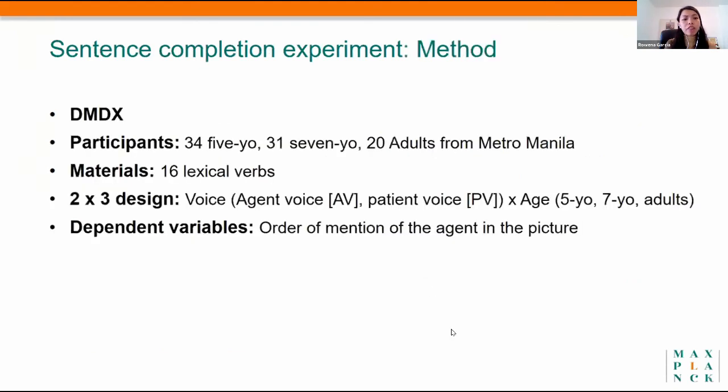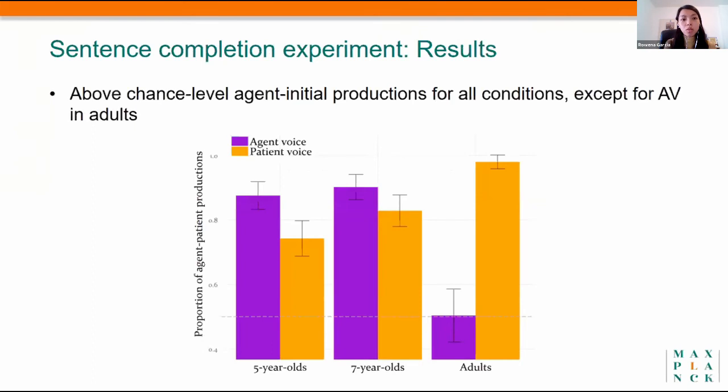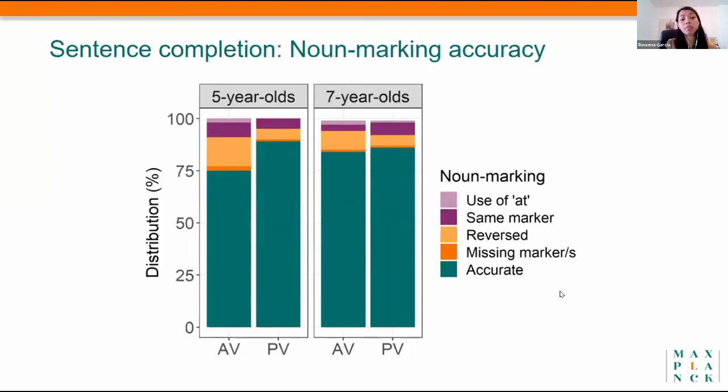So we had here 5-year-olds, 7-year-olds, and adults. Again, I will focus on the use of the morphosyntactic markers, so on their noun marking accuracy. And what I would like to show here is that our 5 and 7-year-olds still had errors in using the nang and the ang markers. More importantly, what we see here is that most of these are reversals, and that this is more frequent in the agent voice than in the patient voice.